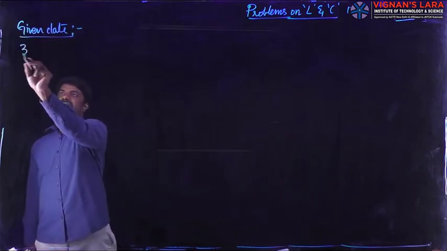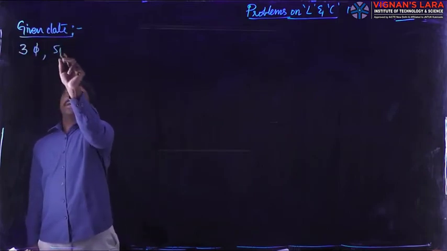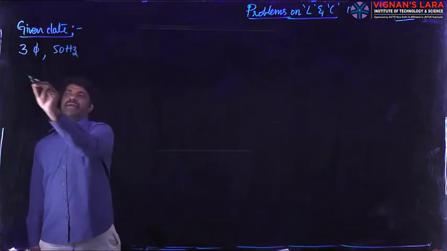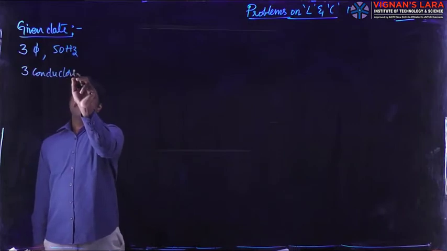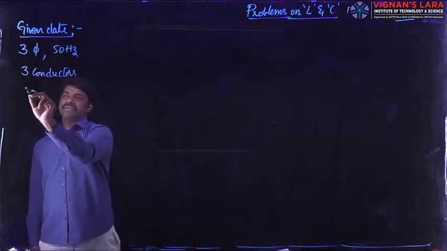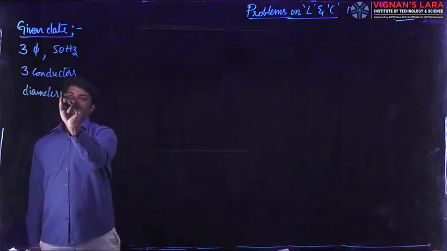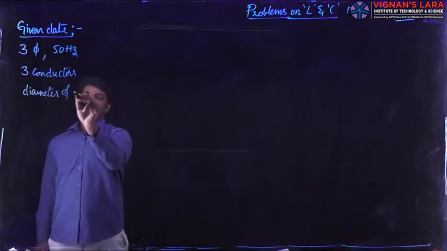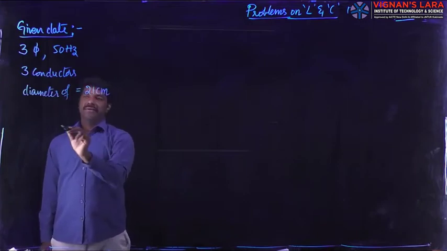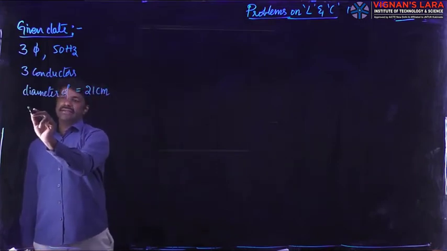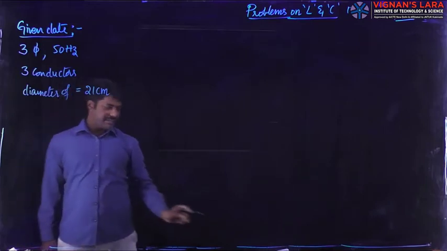In the given data, it's a three-phase transmission line operating at 50 Hz, consisting of 3 conductors, and the diameter of each conductor is 21 centimeters. And these three conductors are separated with unequal distances.